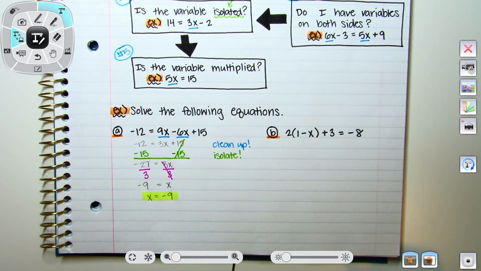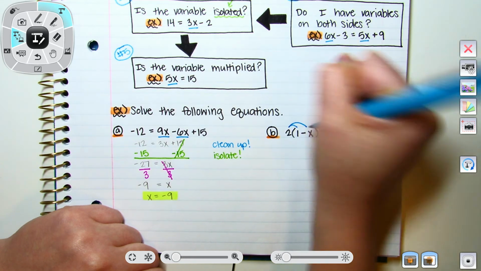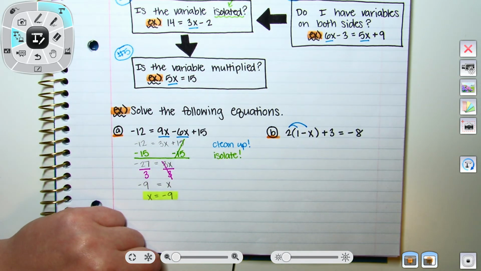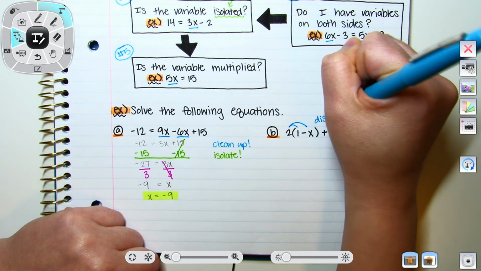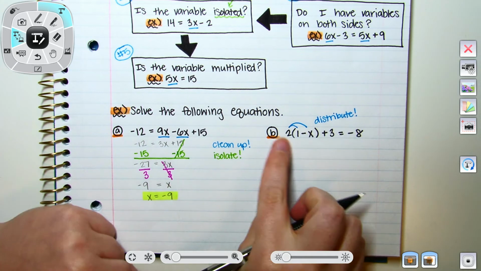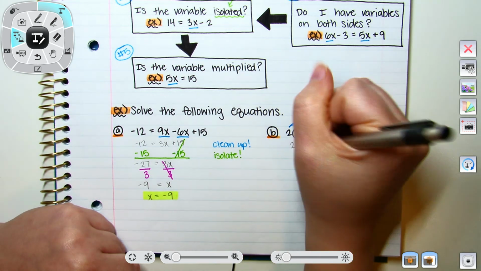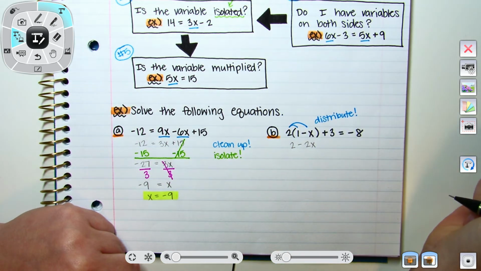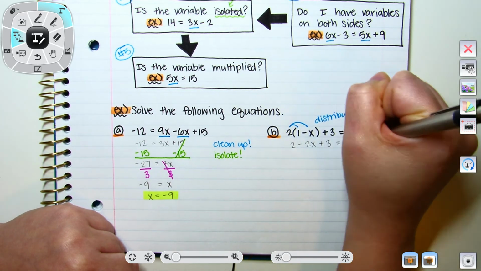All right, now if we move on over here to example B, first thing I notice is I have these parentheses. So first thing I'm going to do is I'm going to distribute this 2 to both of the things that are inside of those parentheses. I'm going to distribute. So when I distribute, I have 2 times 1, which is 2. 2 times negative x, which is negative 2x. Hanging out outside of those parentheses is the positive 3, so that's still going to stay there, equals negative 8.